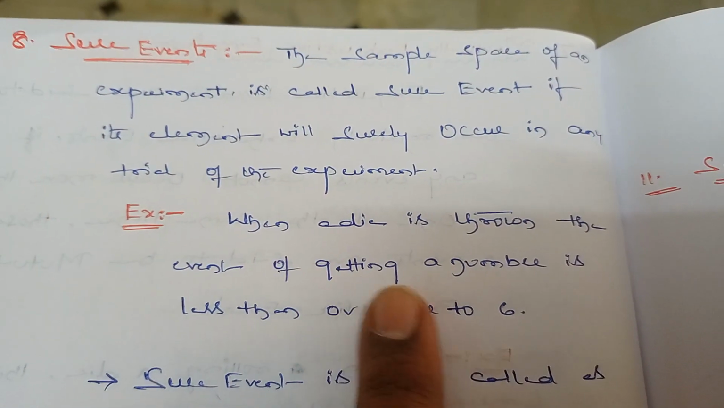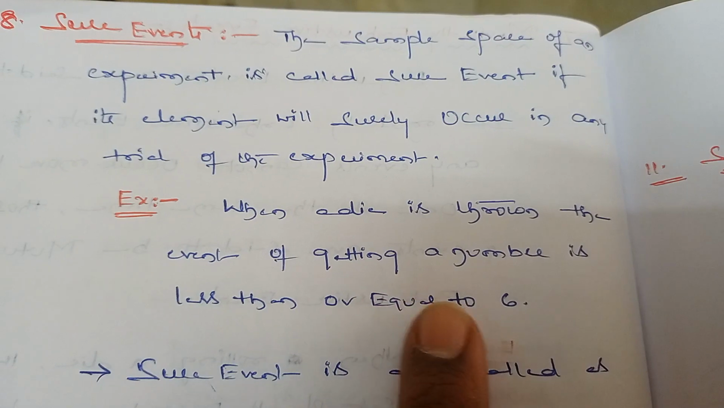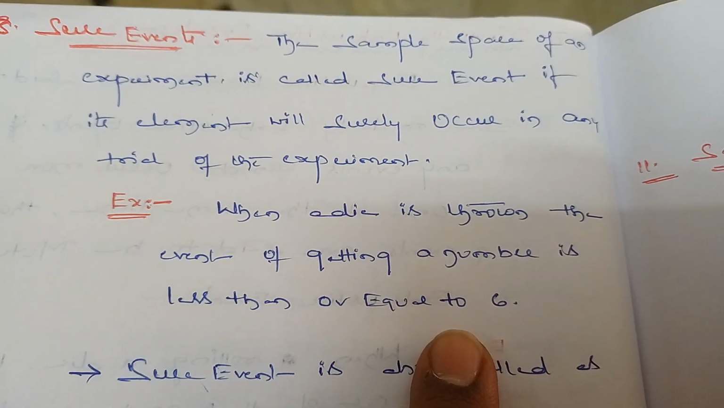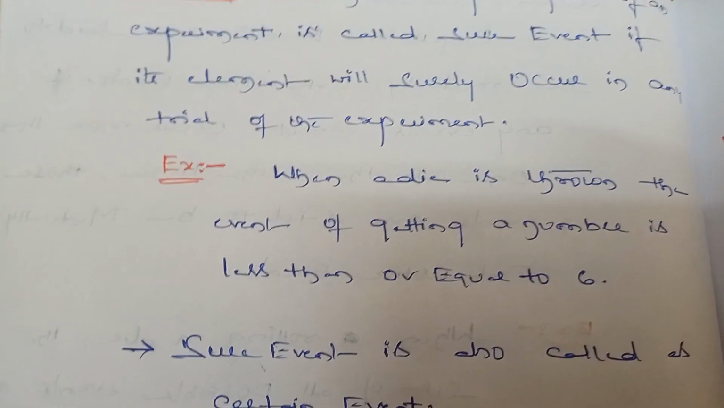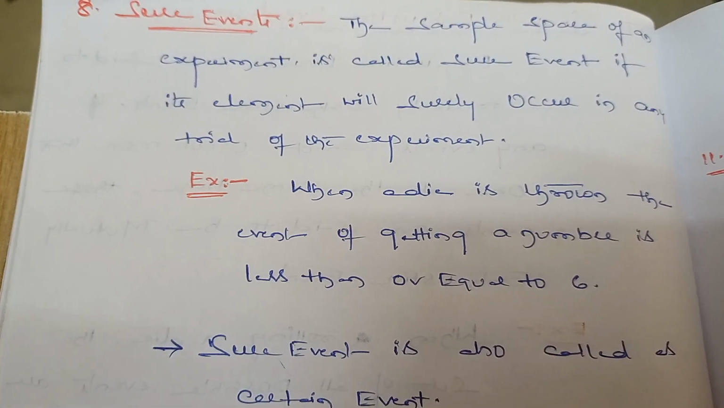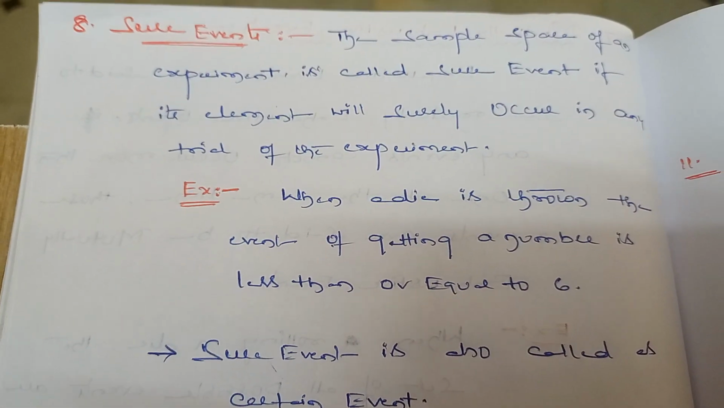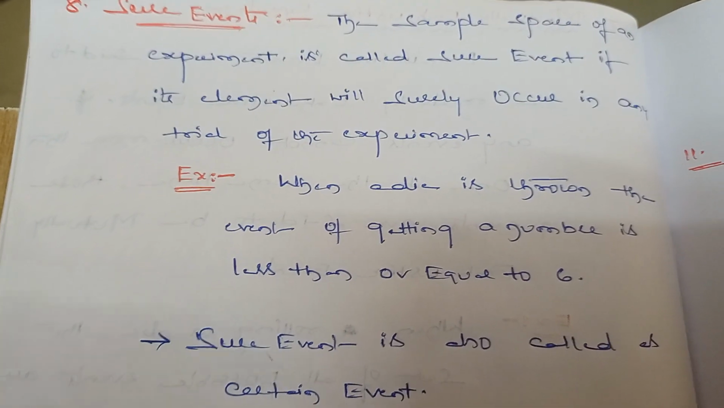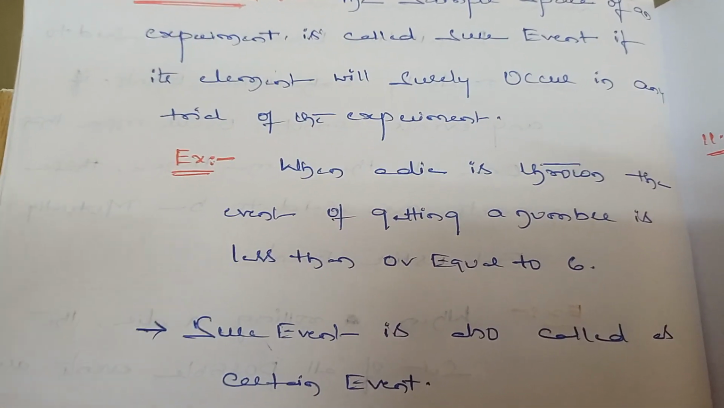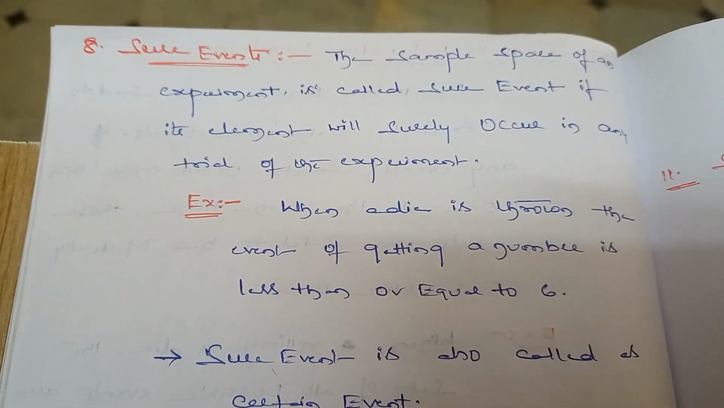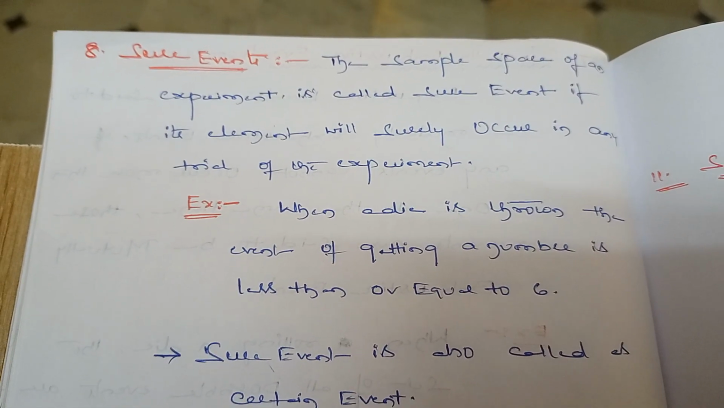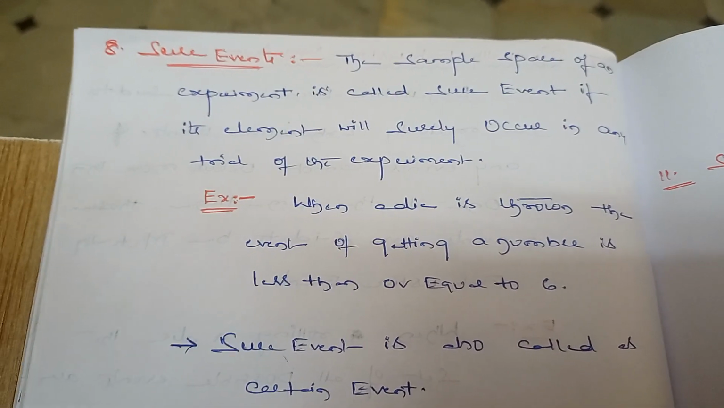See the example. When a die is thrown, the event of getting a number less than or equal to 6. See, when a die is thrown, we can get the possible outcomes as either 1 or 2 or 3 or 4 or 5 or 6. When a single die is thrown, we cannot get an output as 8. We cannot get an output as 7. We'll get outputs within the limits.